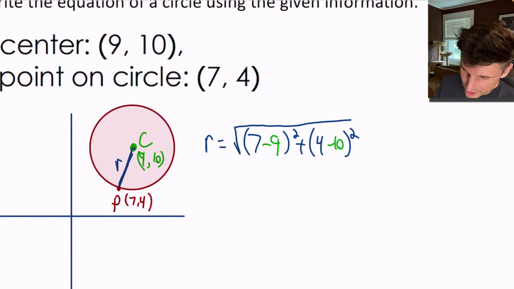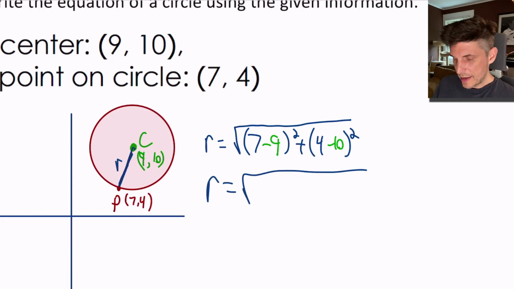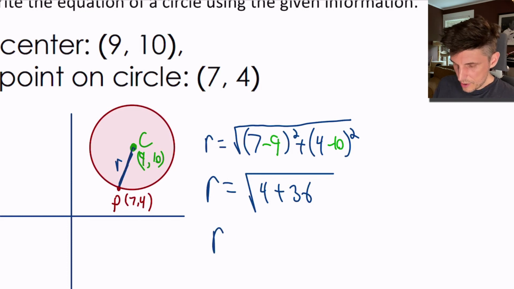All right, moving on. So r is going to equal the square root of 7 minus 9 is negative 2, but we're squaring it, so that's going to be positive 4. And plus 4 minus 10 is going to be negative 6, but I'm squaring it, so it's going to be 36. And yeah, r is equal to the square root of 40.